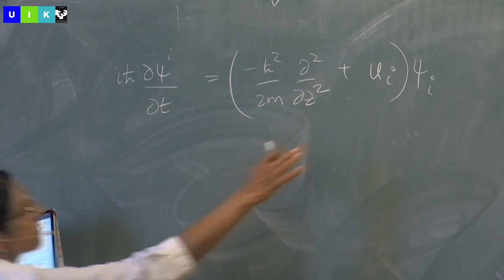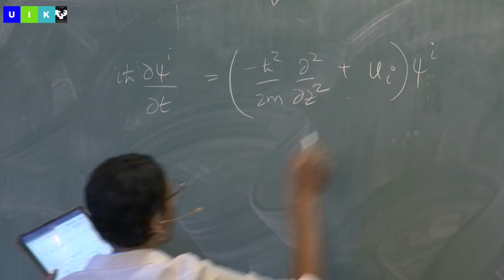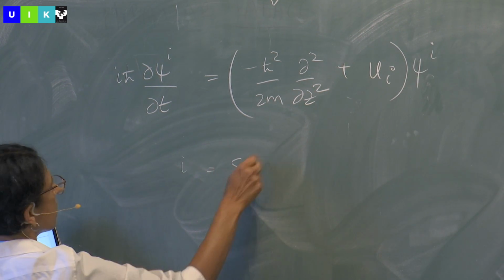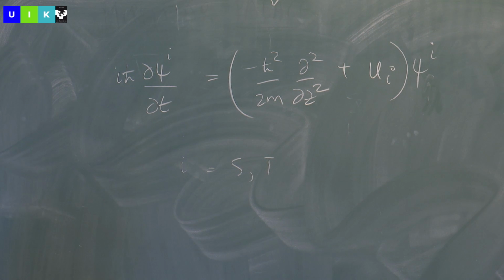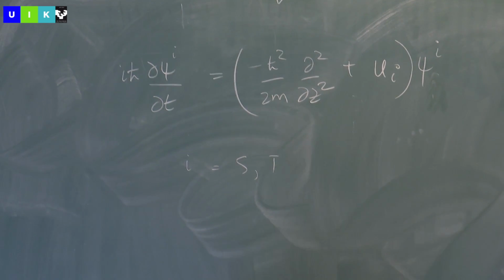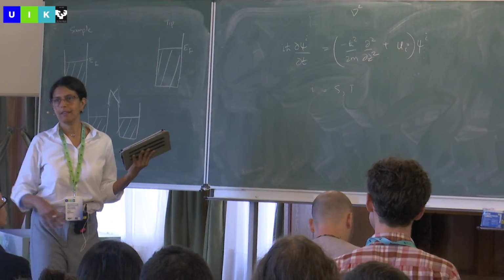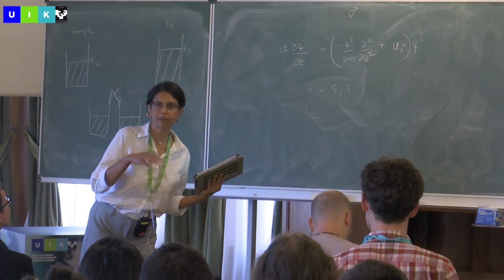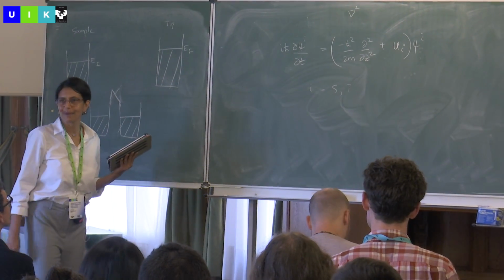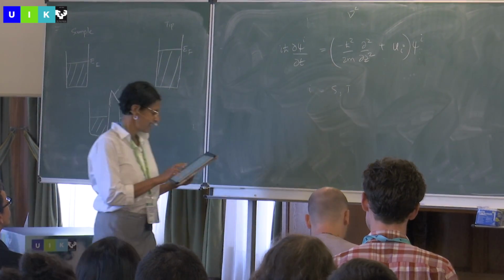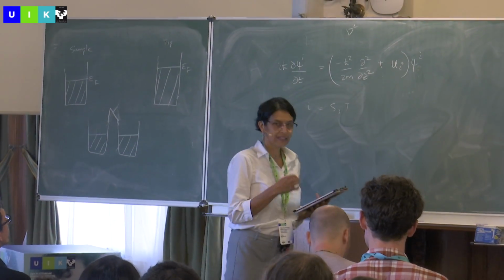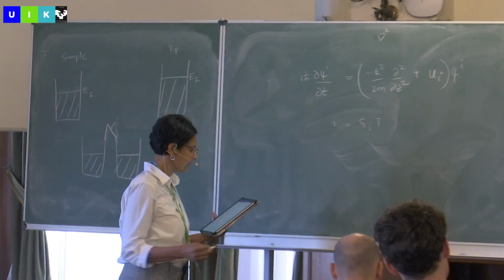Oh, yeah, so where I can be sample or tip, right? This is your sample, this is your tip. You have the Schrodinger equation. Let's say you're a supercomputer and you can solve this for your tip and sample and you get the wave functions. Okay, so these have some eigenstates, right?